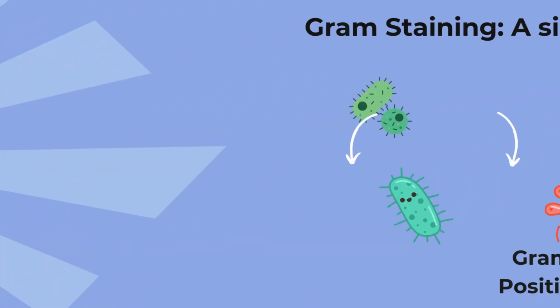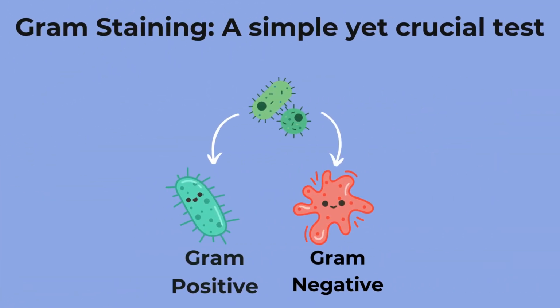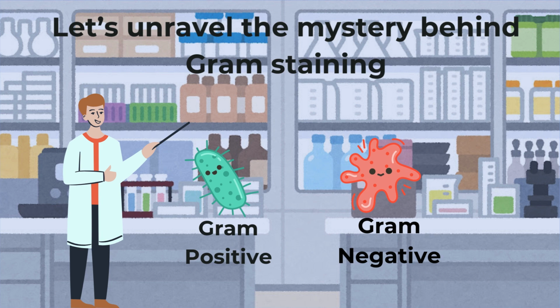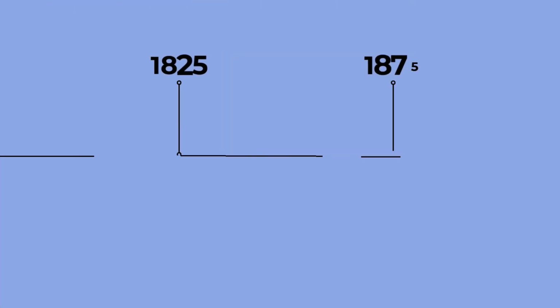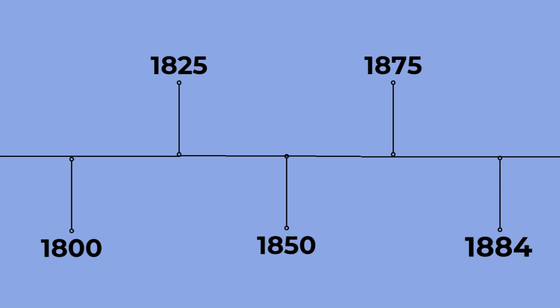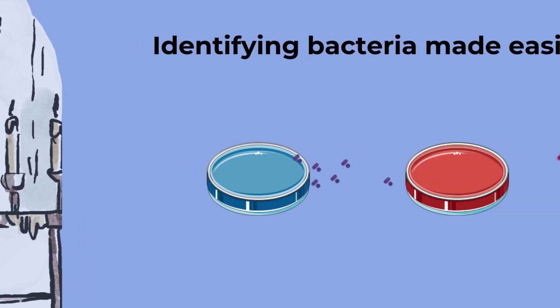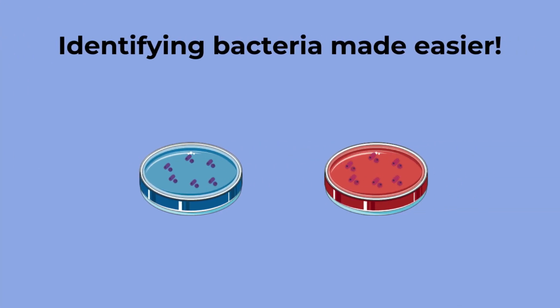Ever wondered why doctors quickly classify bacteria as gram-positive or gram-negative? This classification can decide the right antibiotic to fight infections. Let's unravel the mystery behind gram staining. Gram staining, developed by Hans Christian Gram in 1884, is a fundamental technique in microbiology. It helps identify bacteria based on their cell wall structure, crucial for diagnostics and research.